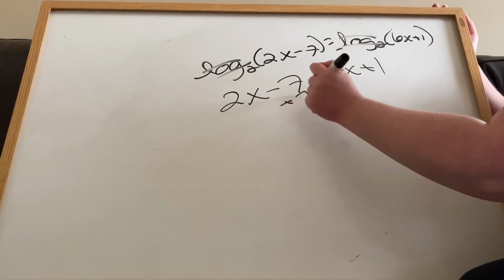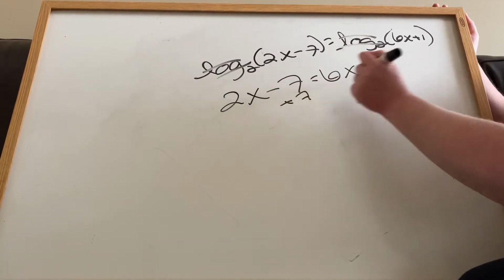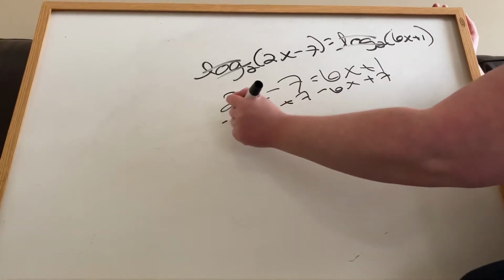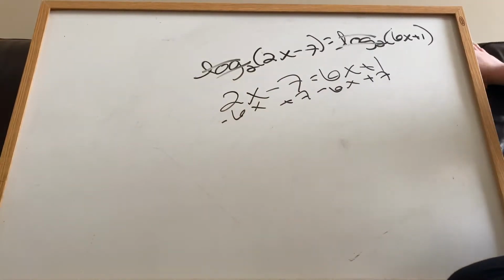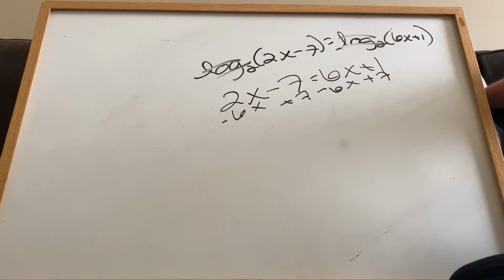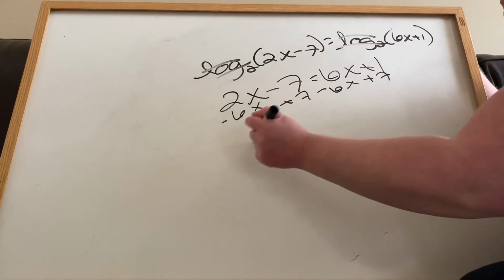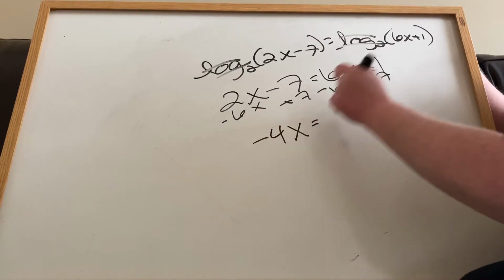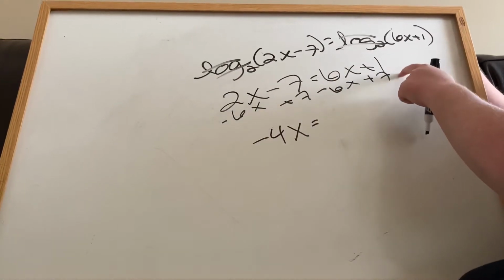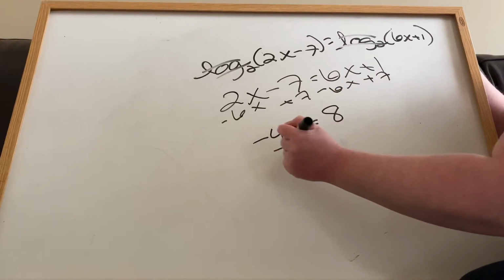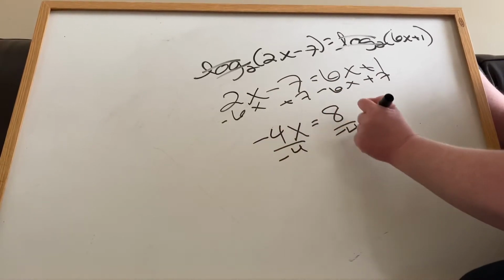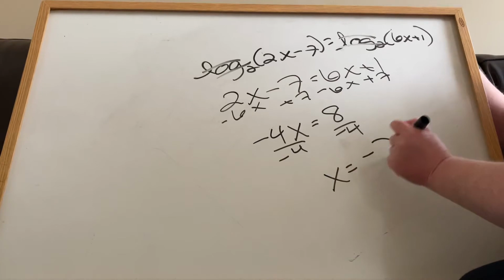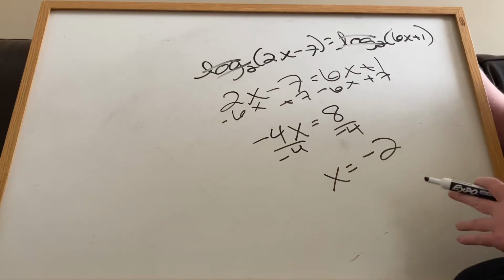So you'll add over the 7 and subtract the 6x because the x's need to live on the left side of the problem and the numbers need to live on the right side of the problem. So 2x minus 6x is going to be negative 4x equals 1 plus 7 is going to be 8. Divide by negative 4. So then x is negative 2. And then you have to check it.